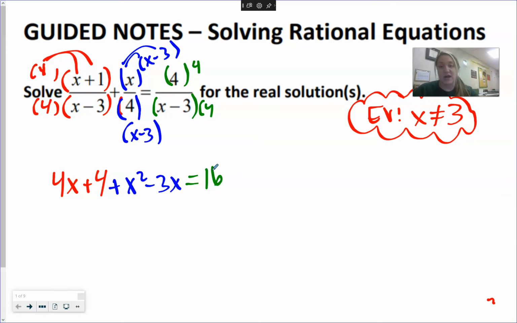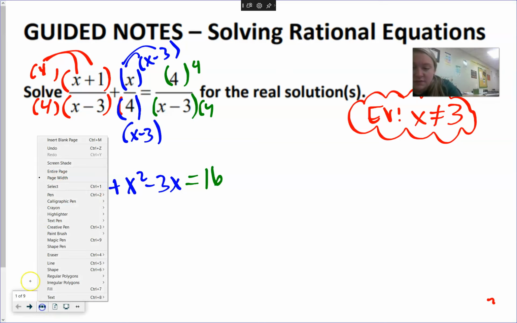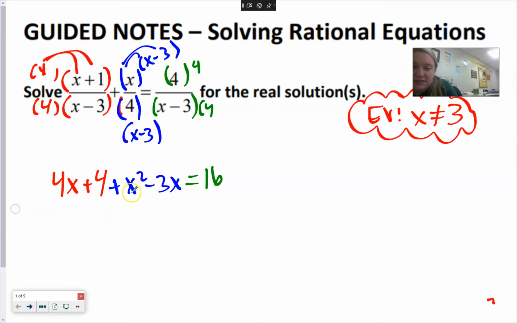I see I have a quadratic now. We have an x squared. So what we're going to do is make the whole thing equal to 0, get it in standard form, and then we're going to factor. So I'm going to put my x squared first. That's my leading term. 4x minus 3x leaves me with a positive 1x. And then I do have this plus 4 right here, but if I bring 16 over, I have to subtract it, right? So 4 minus 16, to bring this over to this side, is going to give me negative 12.